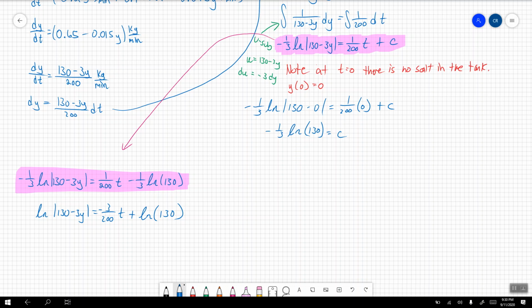We've got to try to solve for y. That means we must be able to eliminate this natural log some way, somehow. So let's go ahead and do it. Taking the exponent of both sides, e to the power of natural log of the absolute value of 130 minus 3y is equal to e to the power of negative 3 over 200t plus natural log of 130. All right, not bad. Let's keep going.